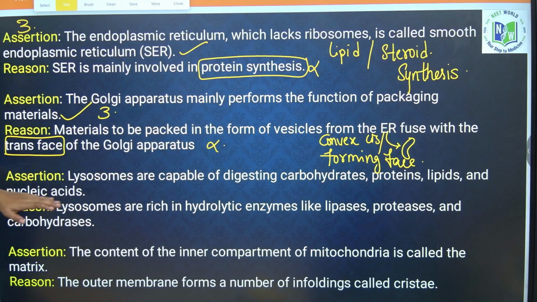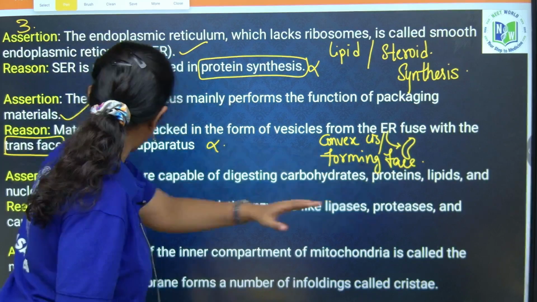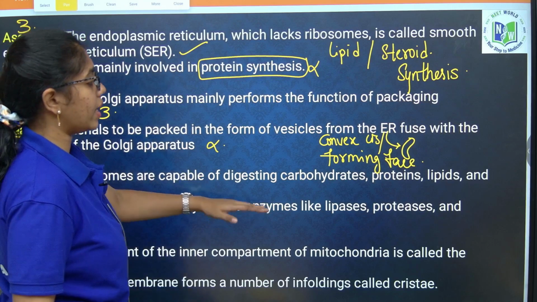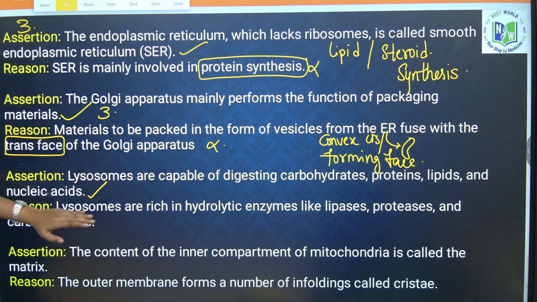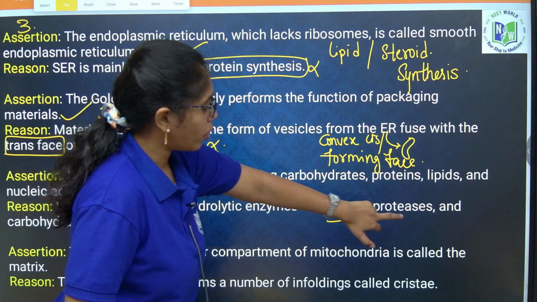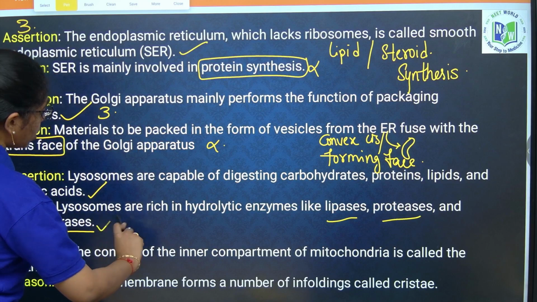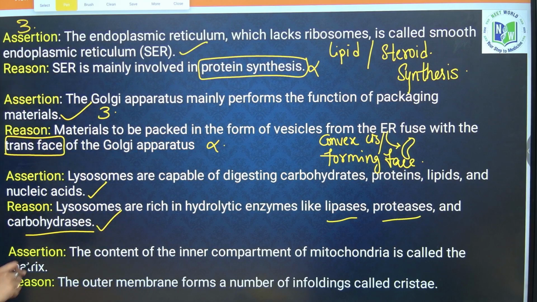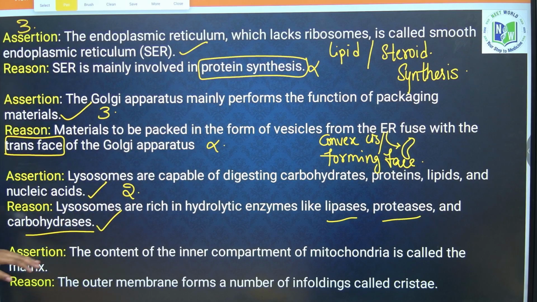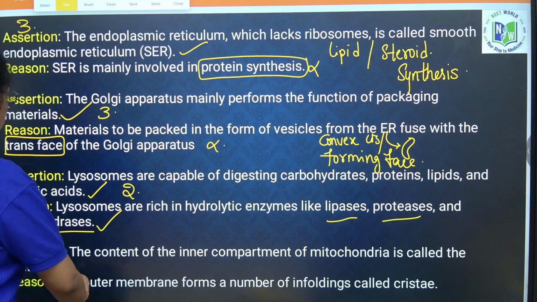Then what will be our answer? 3. Next, lysosomes are capable of digesting carbohydrates, proteins, lipids and nucleic acids. True. This digestion is because they are rich in hydrolytic enzymes like lipases, proteases and carbohydrases. Both the statements are true. Then our option will be 2.